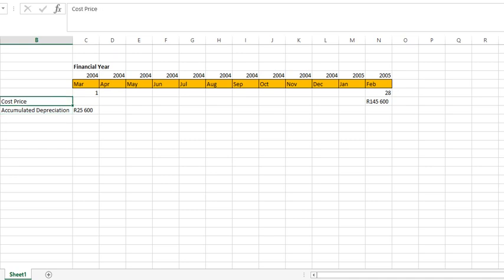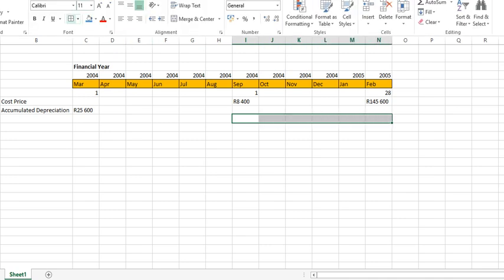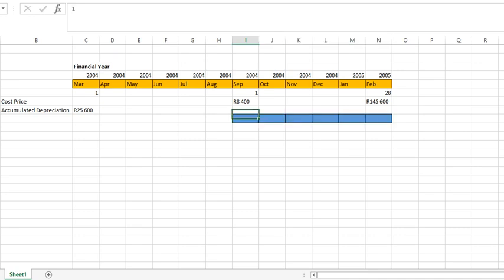25,600 Rand. Okay. Then during the year, we went and we bought an additional desk, and we bought this on the 1st of September 2004. The 1st of September, we bought an additional desk which has a cost price of 8,400 Rand. So what is it that we need to do? We need to look at this new desk which we bought, and we're going to depreciate that desk for the period 1st of September 2004 up until the 28th of Feb 2005.